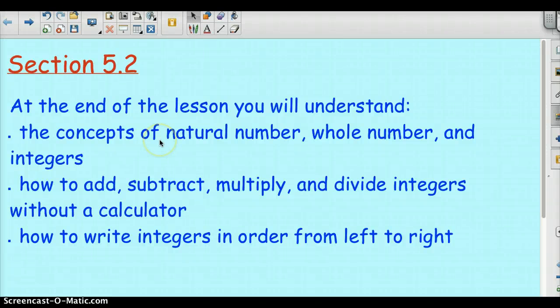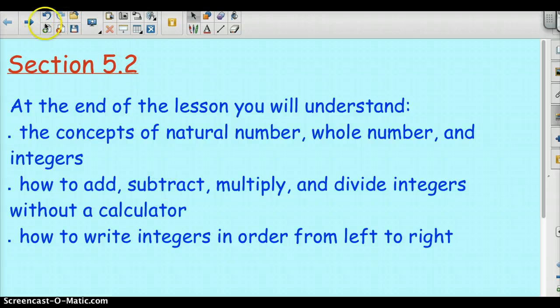Welcome once again. We are in section 5.2 in NAM's class, and this is your first video from section 5.2. Today we're going to be talking about some basic stuff, some concepts. We're going to cover natural numbers, whole numbers, and integers. Today we'll just talk about inequality symbols and adding. We'll do the subtracting in the next video.